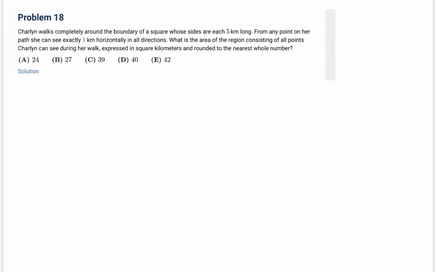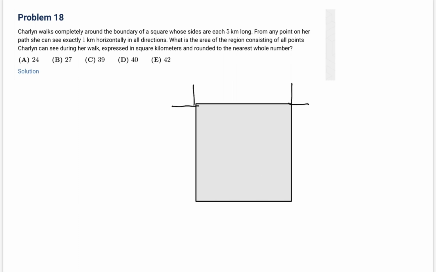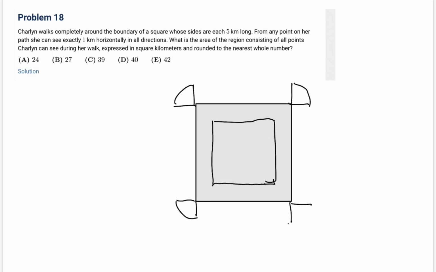Number 18. Charlene walks completely around the boundary of a square whose sides are each 5 kilometers long. From any point on her path, she can see exactly 1 kilometer horizontally in all directions. So if we make a square, the question is saying that she can see all points that are within a 1 kilometer radius. And she can see the inside too, right? So it should also be like this. And then these would be quarter circles at the corners.